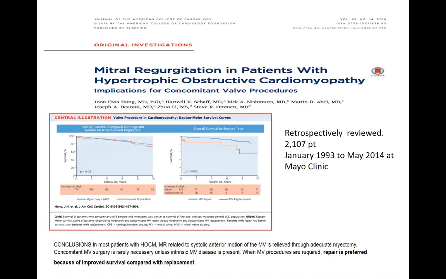Mitral regurgitation in patients with hypertrophic obstructive cardiomyopathy, retrospective review. You can see here overall survival comparing with age and gender. This is when you have myomectomy with mitral valve. They compare survival with the general population. Mitral valve repair, they do better than the mitral valve replacement. So most patients with HOCM, mitral regurgitation related to systolic anterior motion is relieved through adequate myomectomy. However, concomitant mitral valve surgery is rarely necessary. However, if you need to, repair is preferred over replacement.